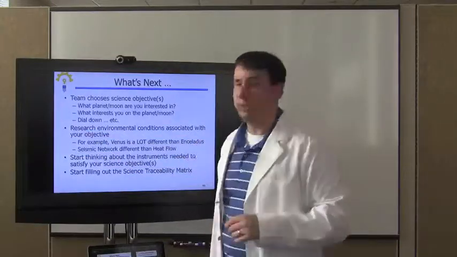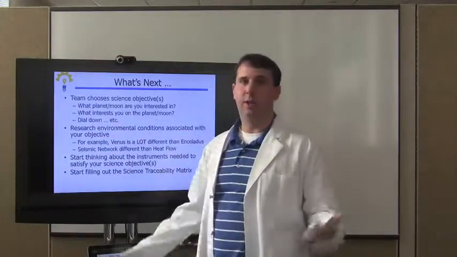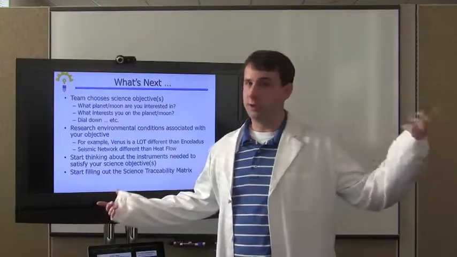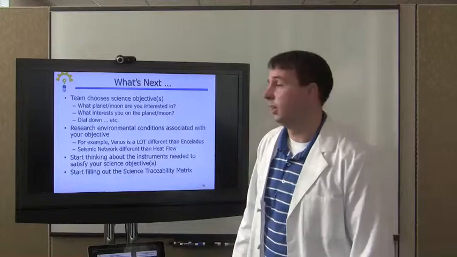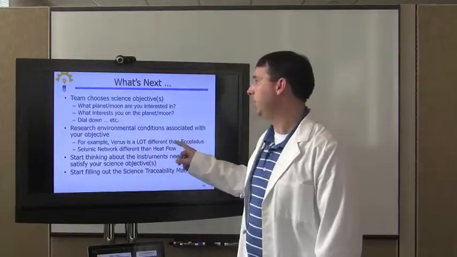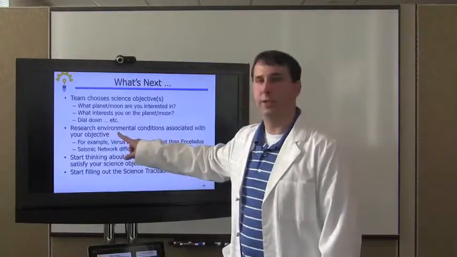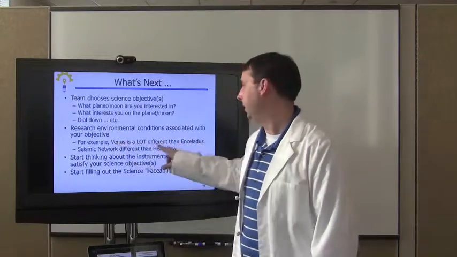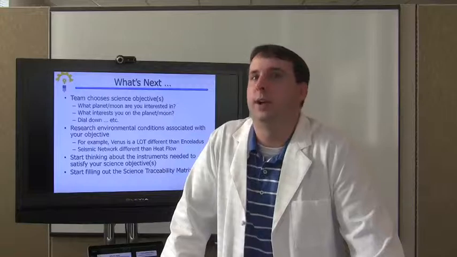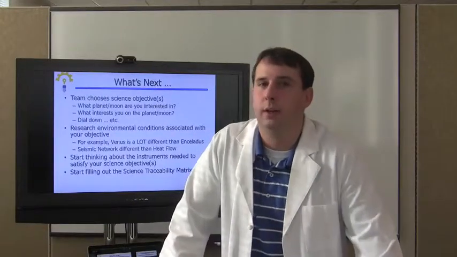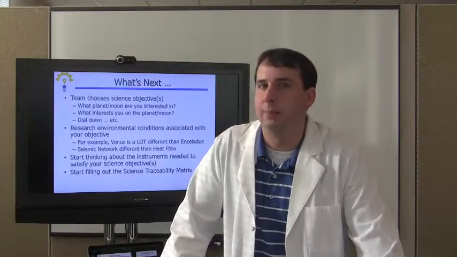So research. Once you find your science objective, if you're looking at Venus, you start researching Venus, because Venus and Enceladus are really different. One's really hot, one's really cold. So once you find your science objective, research the environment associated with it. Start looking at what the temperature is at Enceladus, Rhea, Dione, or wherever your science objective is.